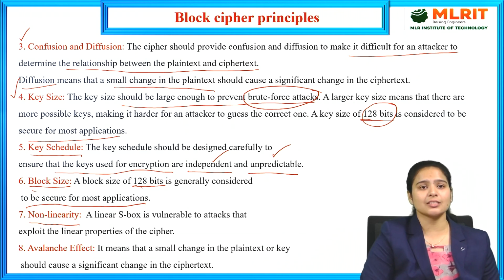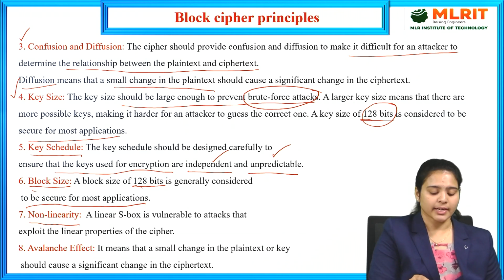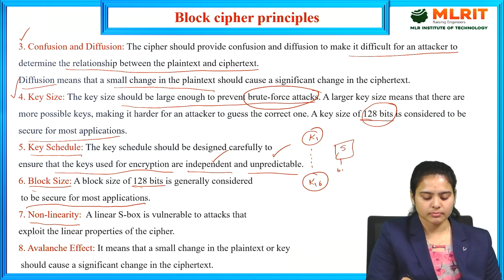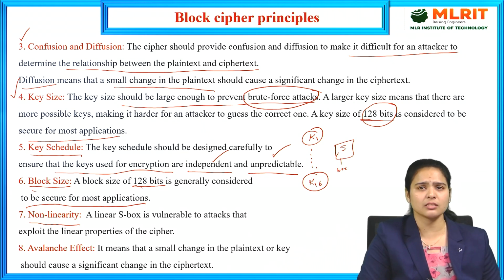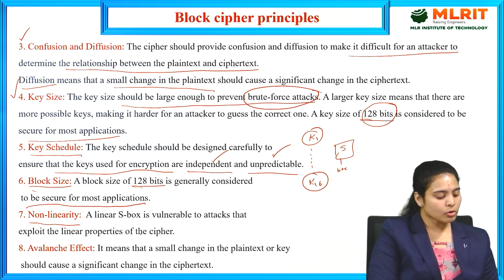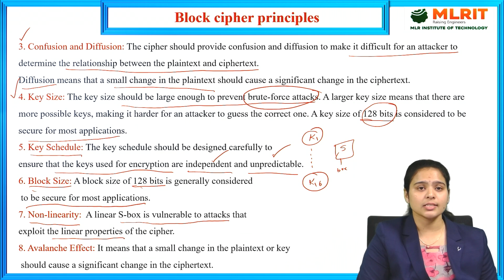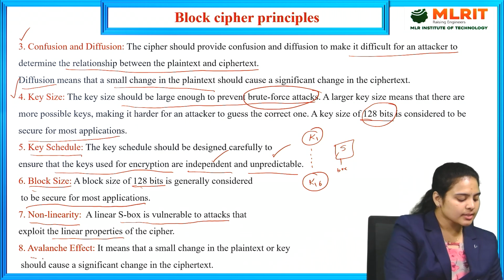Non-linearity process is used, for example, here I am using the K1 process and so on up to K16 process. Here there will be an S-Box format. I already discussed the S-Box format in the previous video on AES, Advanced Encryption Standard. That is called an S-Box, which is vulnerable to attacks, and it also exploits the linear properties of the ciphertext.